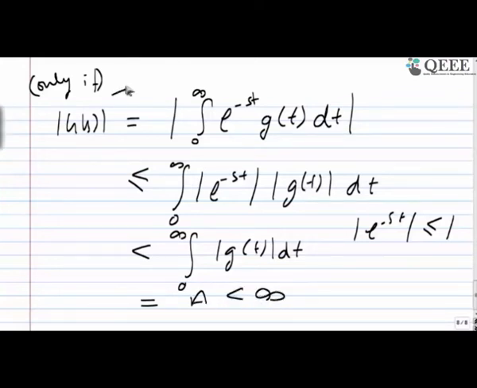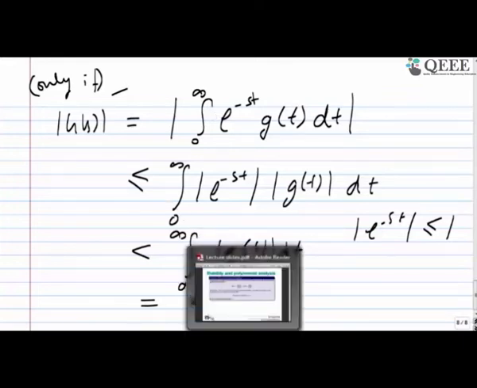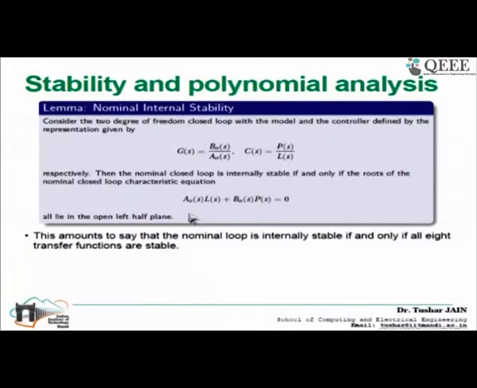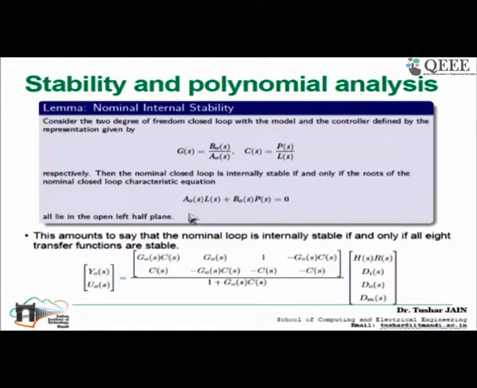So this proves the only if statement, and this says that if and only if the roots of the equation lie in the left half plane, my system is internally stable. In fact, as a corollary, this amounts to saying that the nominal loop is internally stable if and only if all 8 transfer functions are stable, and these transfer functions basically constitute the sensitivity functions as well.